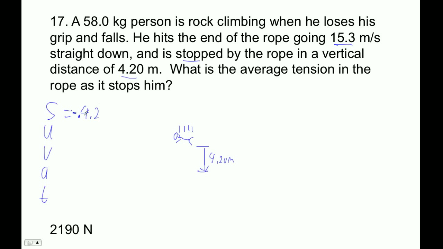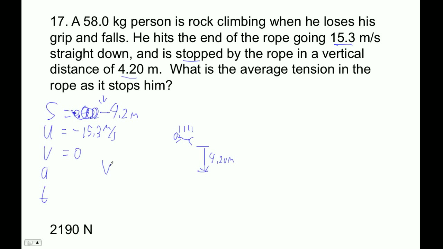Whoa. What did I just do? Negative 4.2 meters. Okay. Negative because he moves down as he stops, right? I think his initial velocity is negative 15.3. I think his final is 0. That's not very controversial, right? And then we want to find acceleration. We don't care about time.